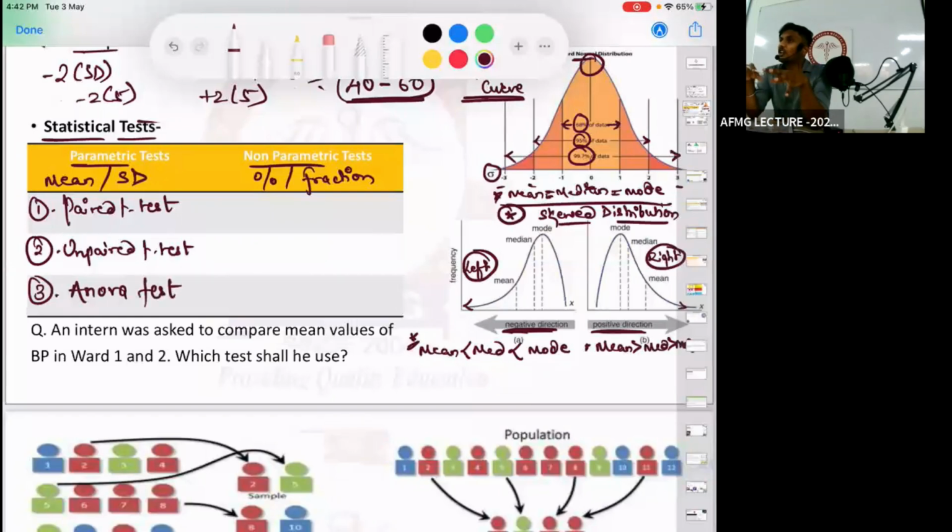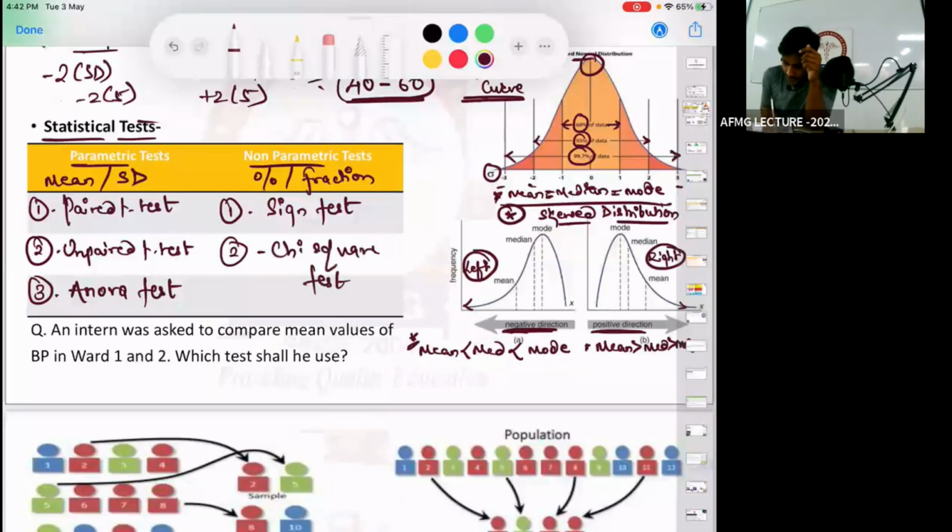Next, if I talk about non-parametric tests, here I will compare percentage or fraction. If I compare percentage or fraction in one group, it is called the sign test. If I compare percentage or fraction in two groups or more, it is called the chi-square test. Okay? So two or more, three or more. No issues with this, anybody?